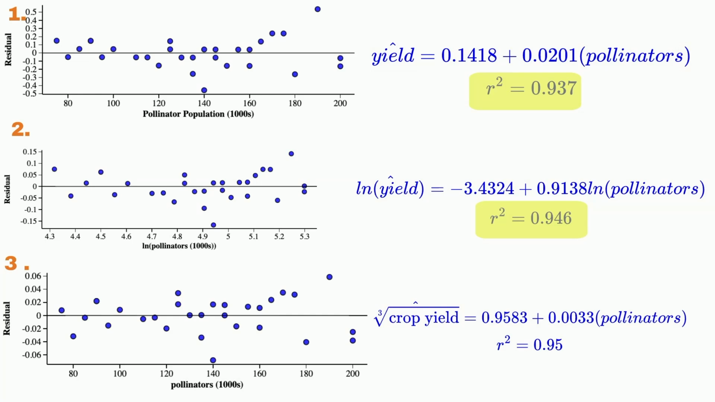In the third plot, the linearization was done by cube rooting all of the crop yield data and then performing an LSRL with the pollinator data as our explanatory variable and the cube root of the crop yield data as our response variable. In this one, the r squared is the highest of the three, and there is the least leftover pattern in the residual plot. That makes this third model the best fit for our data out of these three models.